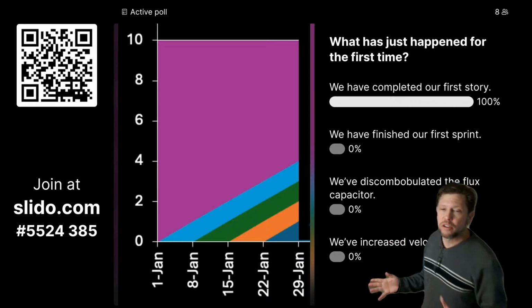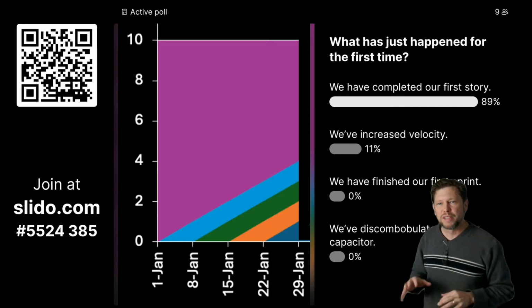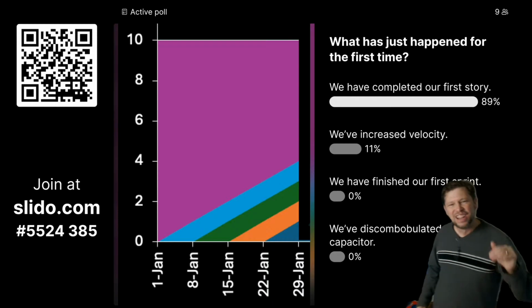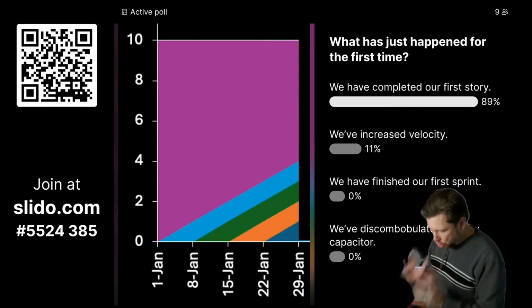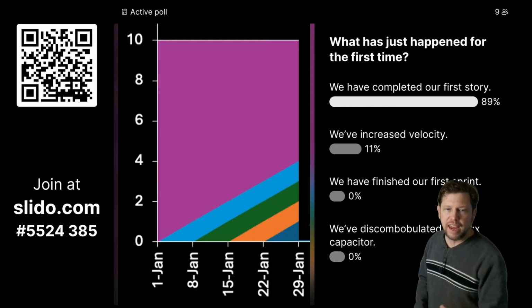Okay, so we've completed our first story. This is the first point, something about the flux capacitor. This is the first point we've gotten to where something is actually earning a return on investment. It's gotten through. It's in the hands of the users now.